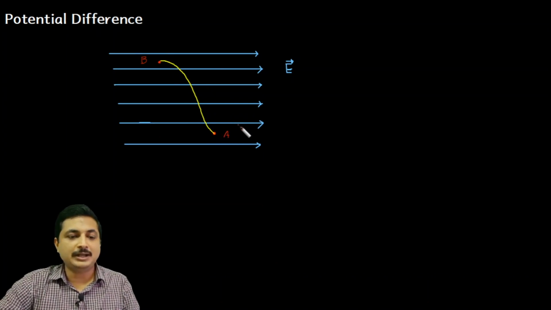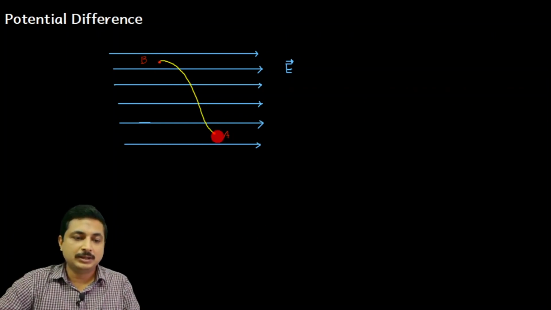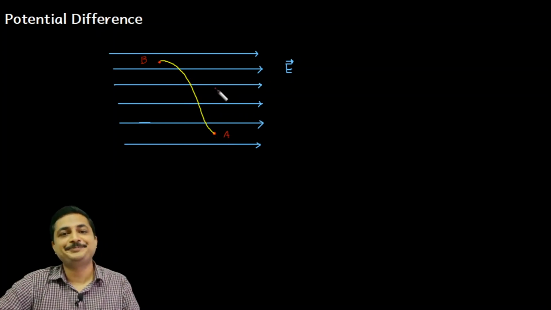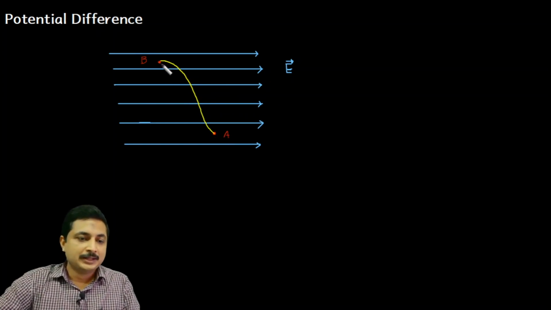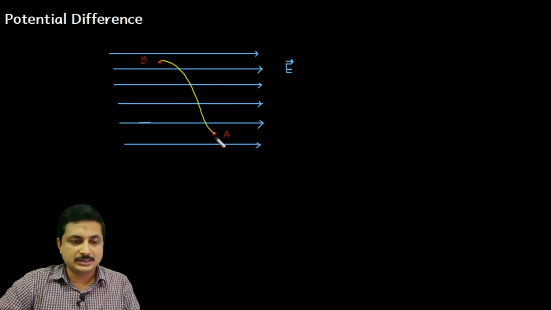Now what if I consider that there is an existing potential at A, and there is some potential at this point B? Then the work done in moving a charge from this point to point B will be basically the difference of potential at this point and this point, isn't it? So I can write the work done in moving a charge from A to B as the difference of the potentials at these 2 points.